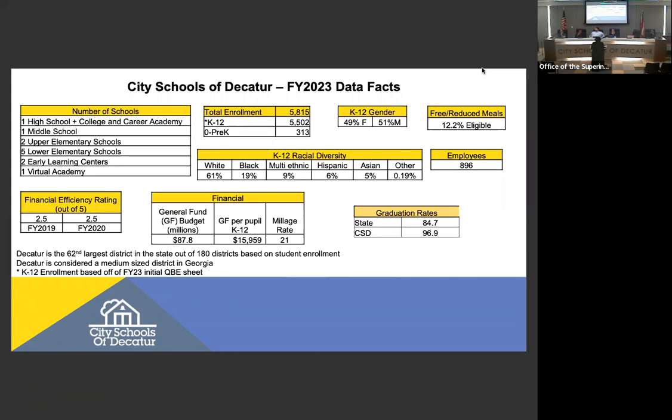The fiscal year 23 general fund budget is approximately $87.8 million. With the current fiscal year 23 budget and the FTE enrollment of 5,502, the per pupil expenditure amount is $15,959, which is a slight increase from last year. And the millage rate is the same as last year at 21. The district's graduation rate is 96.9, which is about 12% higher than the state's graduation rate. City Schools of Decatur is the 62nd largest district in the state and is considered a medium-sized district.